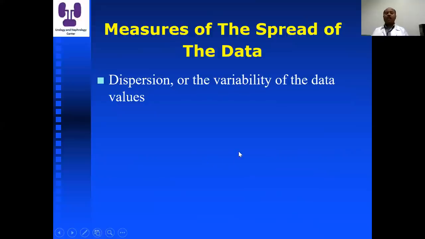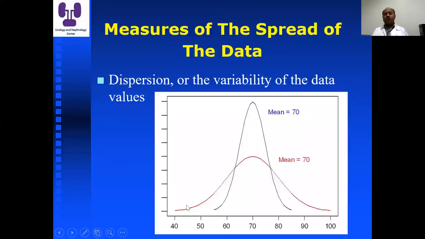Dispersion of the data. So if these are two curves of the data, here the mean is 70 and here the mean is 70, but look here, the curve is like this. So the data is dispersed so much more than this one. So here the dispersion is less than the red one.